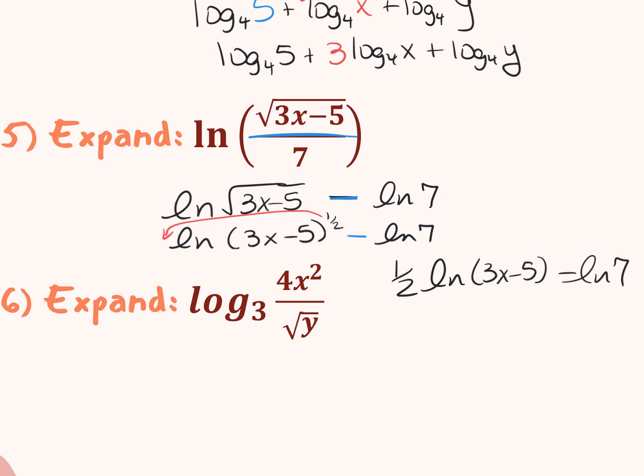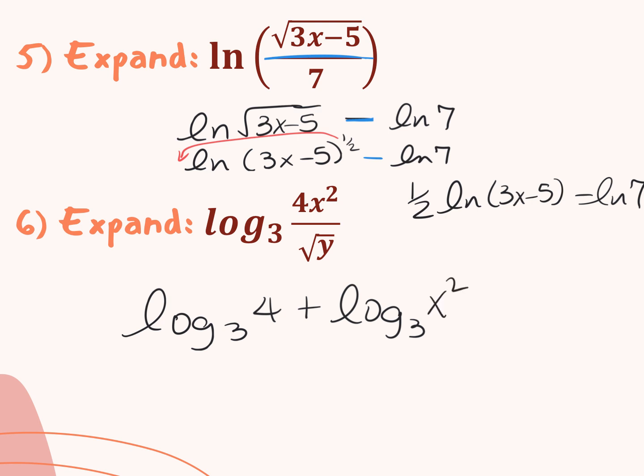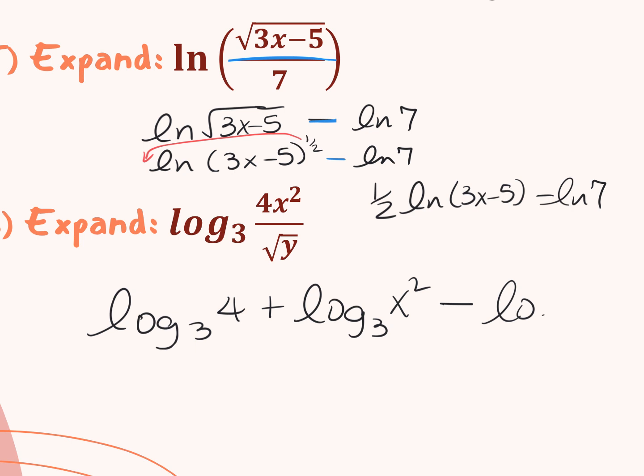This one has multiplication and division. So what we're going to do is, let's just first, this is going to be a product in the numerator. So log base 3 of 4 plus log base 3 of x squared minus, for the division, log of the square root of y, and it's base 3.